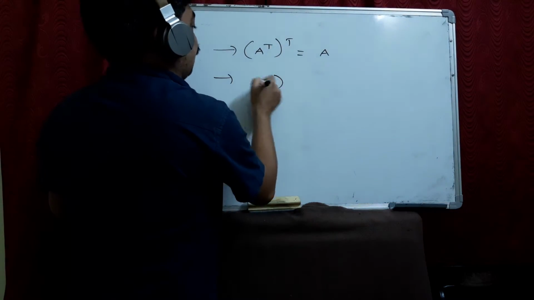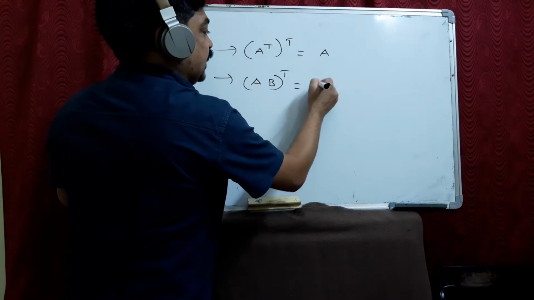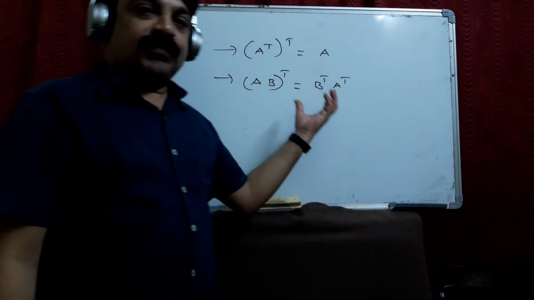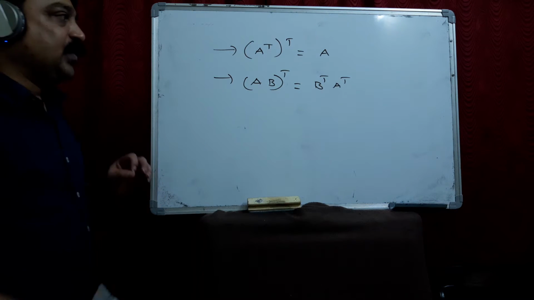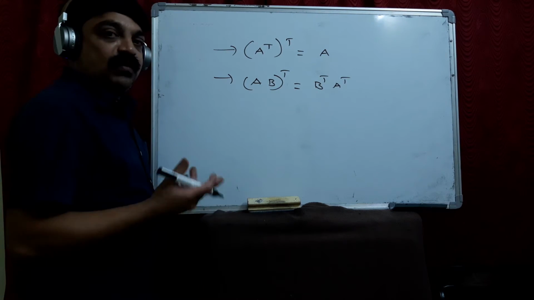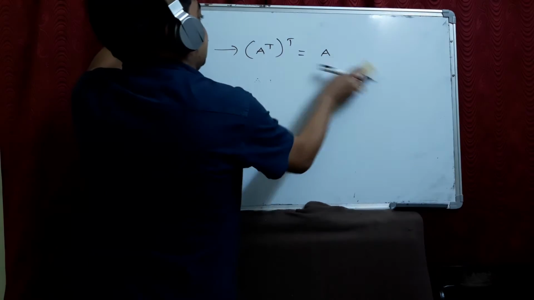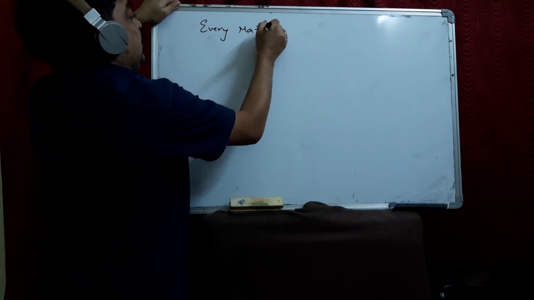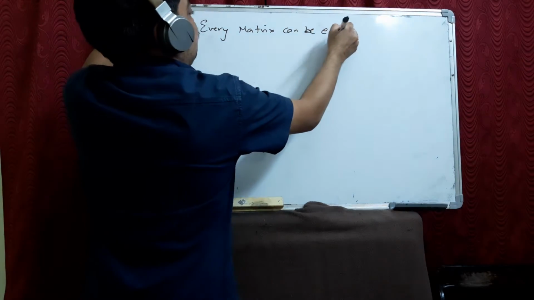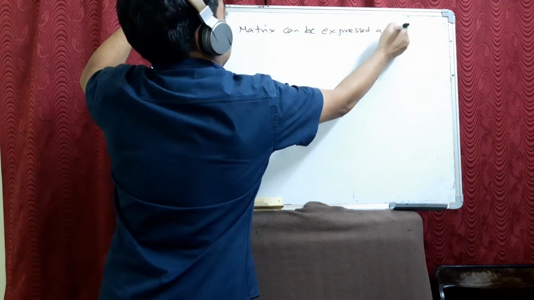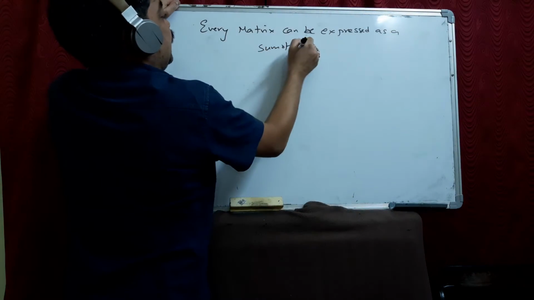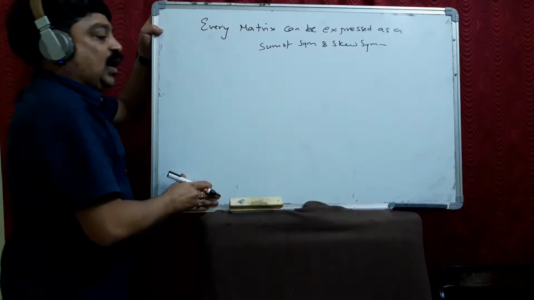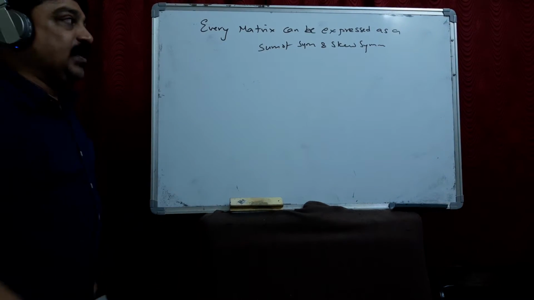Now, when you take the transpose of a product of matrices A and B, the answer will be B transpose A transpose. This is one of the properties. You can take one example and prove the left hand side and right hand side, both. Okay. Now, the very important thing, we can prove this also. That is, every matrix can be expressed as a sum of a symmetric and a skew symmetric matrix. How? I'll explain how it can be done.